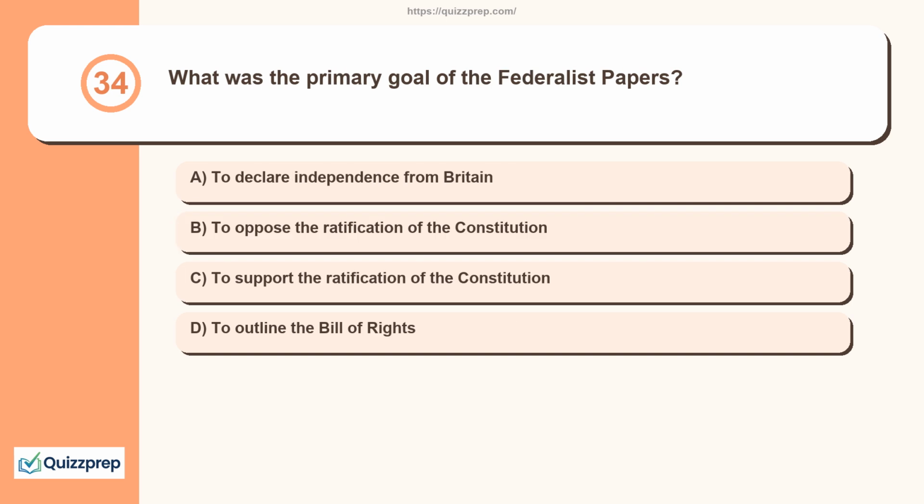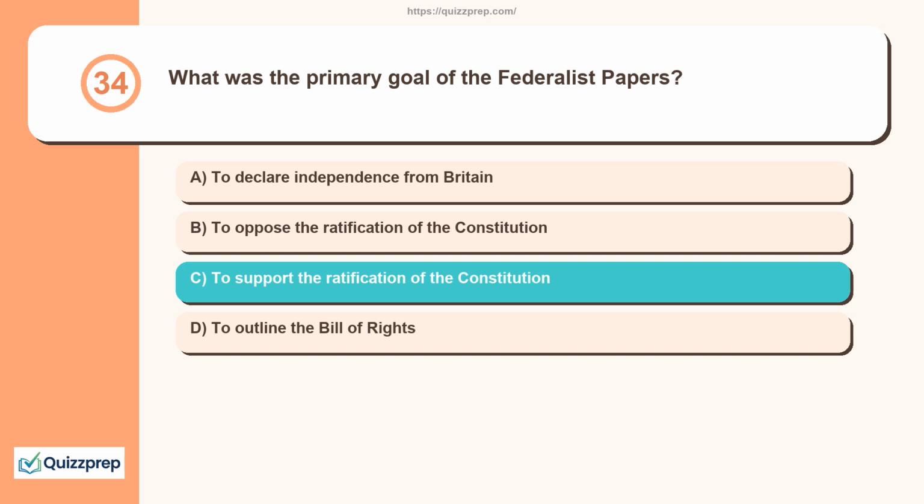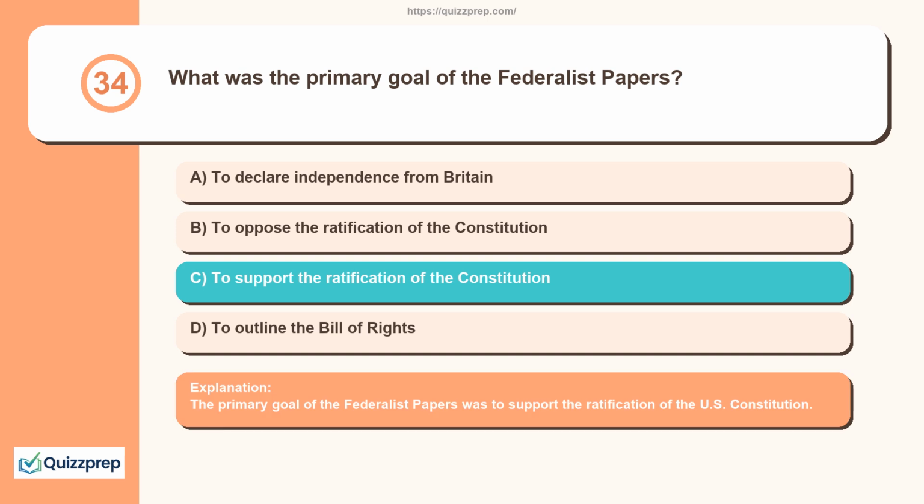Question 34. What was the primary goal of the Federalist Papers? To declare independence from Britain, to oppose the ratification of the Constitution, to support the ratification of the Constitution, to outline the Bill of Rights. The primary goal of the Federalist Papers was to support the ratification of the U.S. Constitution.